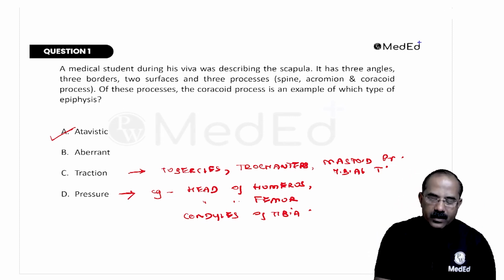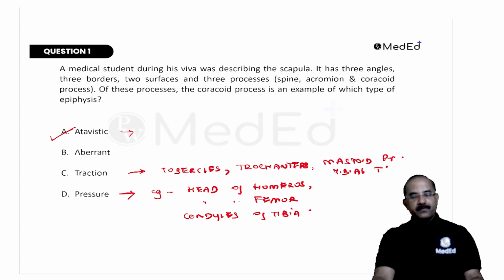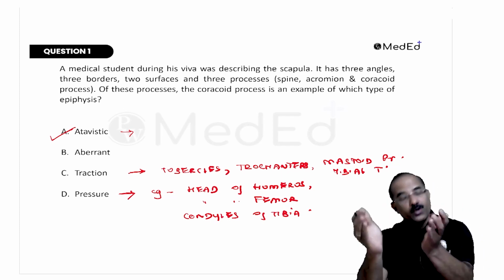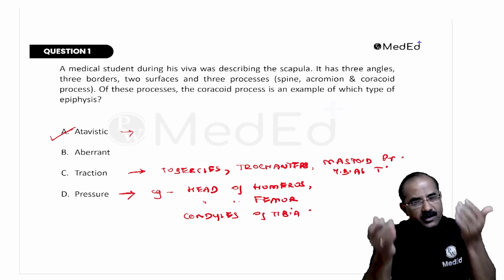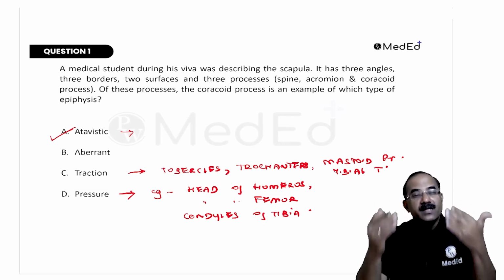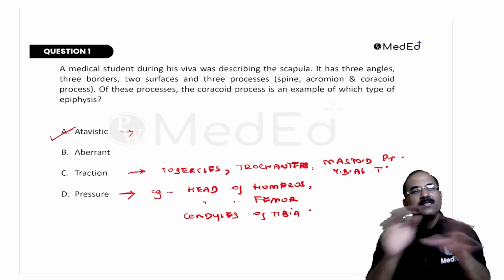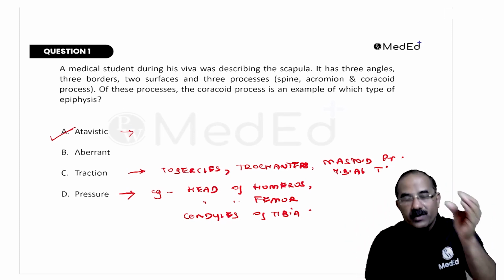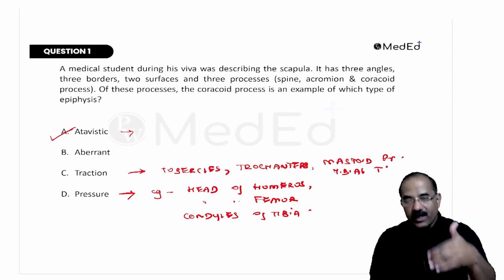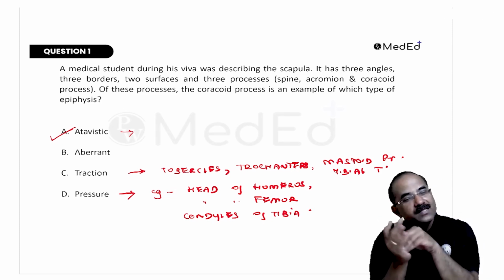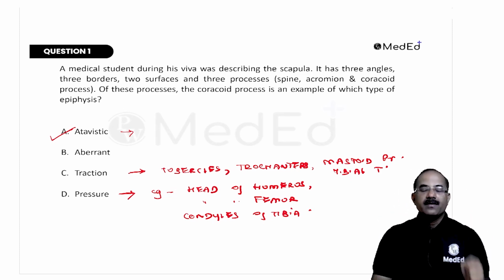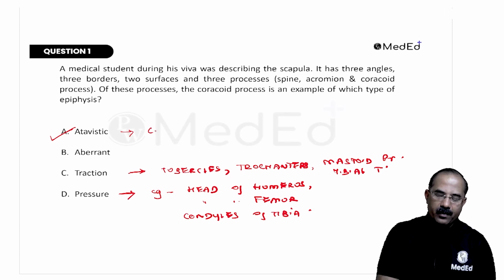Now, what is atavistic epiphysis? Atavistic epiphysis is one which is functional in lower animals and it is degenerated in humans. It has lost its importance. It's a separate bone in lower animals, and as evolution has occurred, this has lost its importance. It has got attached to some other bone. Example, coracoid process of scapula.